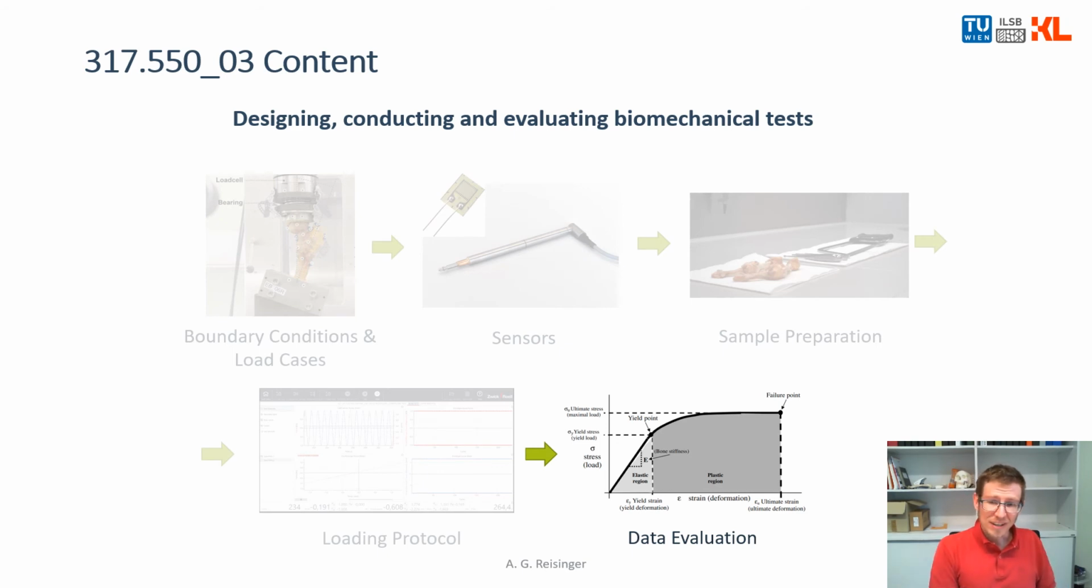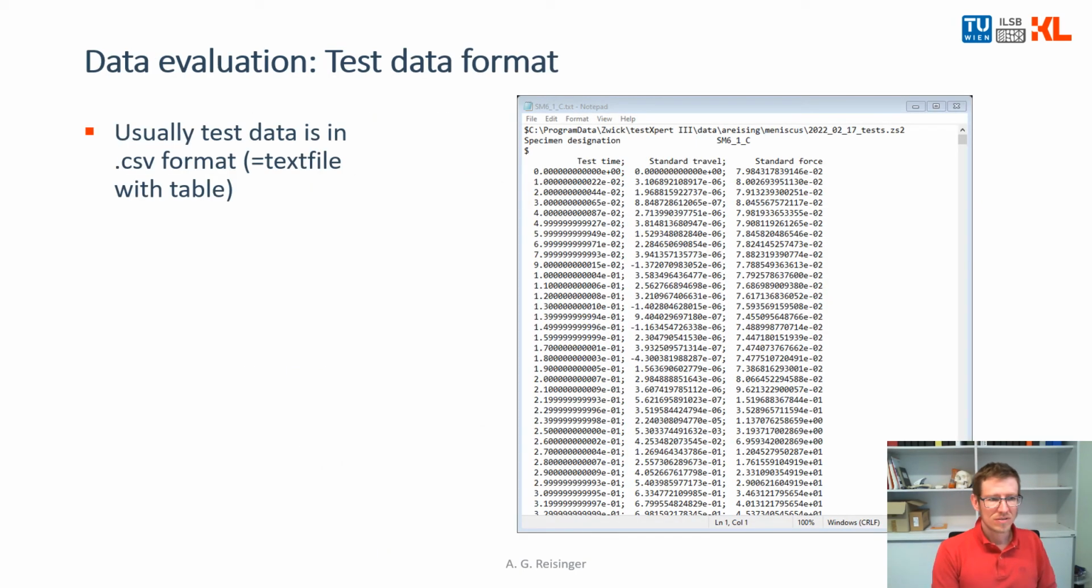Last chapter for today, data evaluation. So what does this mean? When you do an experiment, usually the machine spits out a sheet like this. Yeah, it's a text file with the time signal, the displacement signal, and force signal. So this is the very classic form of output.